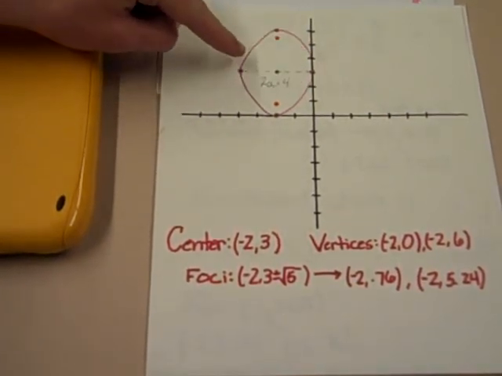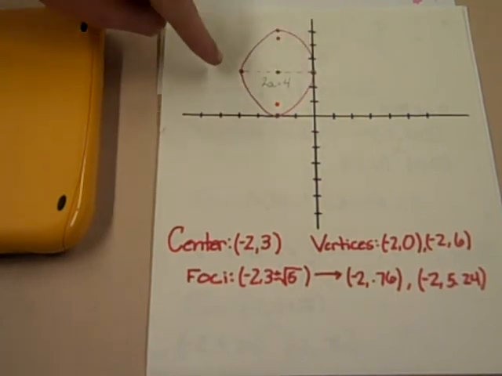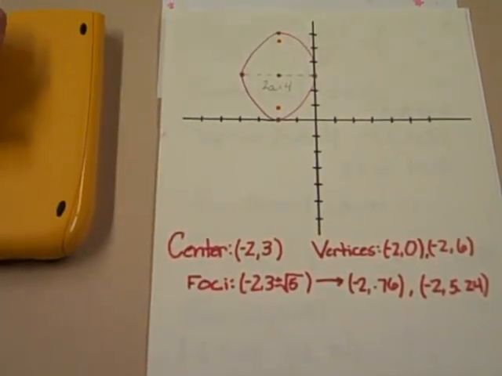2a also equals 4. So now we can go ahead and graph our ellipse. And that is the lesson.